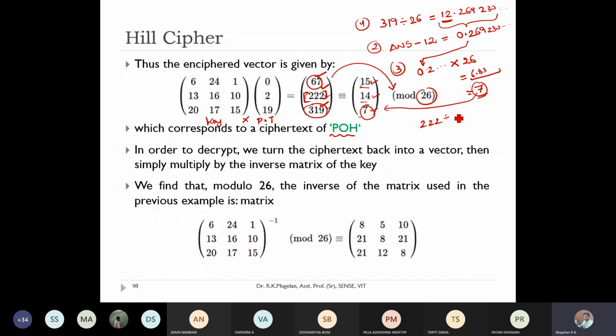22 divided by 26, you'll get some decimal point and it goes on. Then you remove the whole number and multiply the digits after the decimal point. If you are clear with this, you can raise your hand. Yes, sir. Shouldn't it be divided by 26? Oh, sorry, this is 26. Sorry.